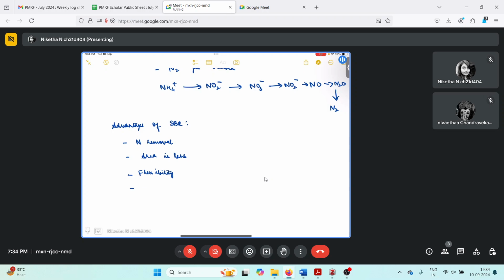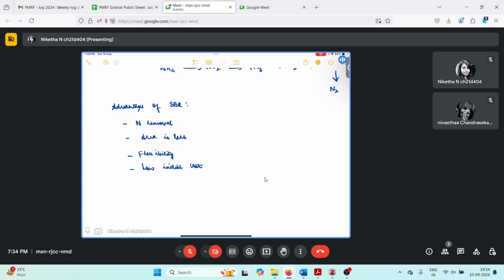And the initial cost of setting up the process and the equipment is less because only one tank is there. So we do not need a lot of funds to set up the treatment plant and run the process. And the power requirement is also low.